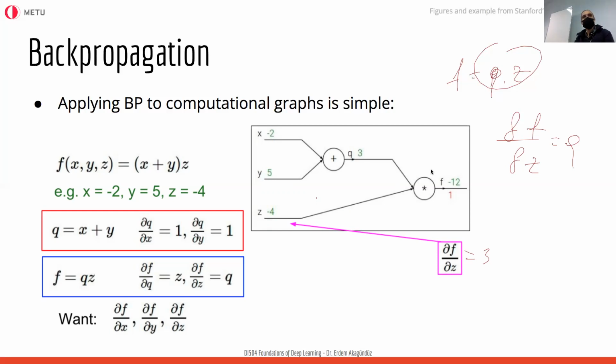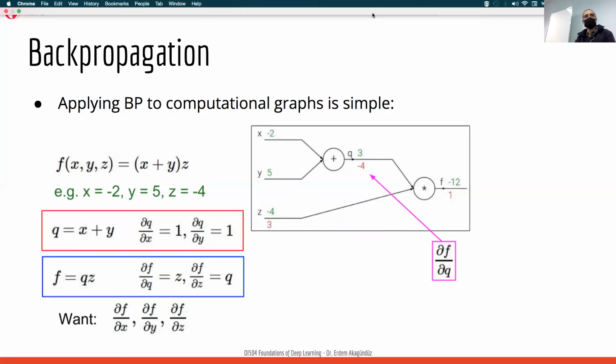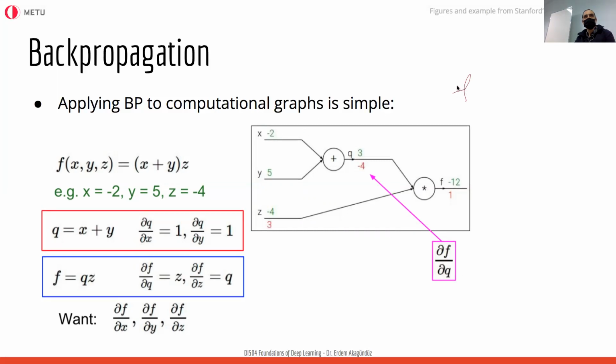Similarly, I'm trying to find the partial derivative of f with respect to x and y. First, I'm going to find the partial derivative of f with respect to q, then jump accordingly. The partial derivative of f with respect to q is z, right? Because f was q times z. If you take the partial derivative of this function with respect to q, you will have z. In that case, z was -4 here, so the partial derivative of f with respect to q is -4.